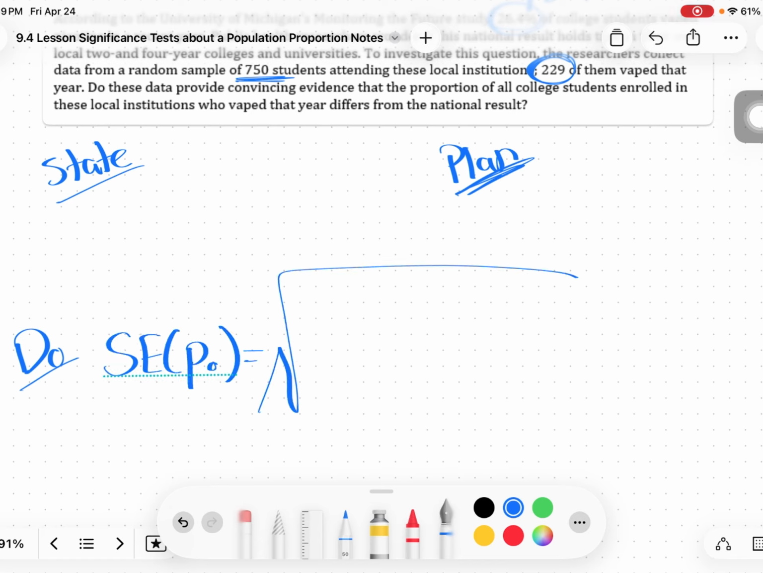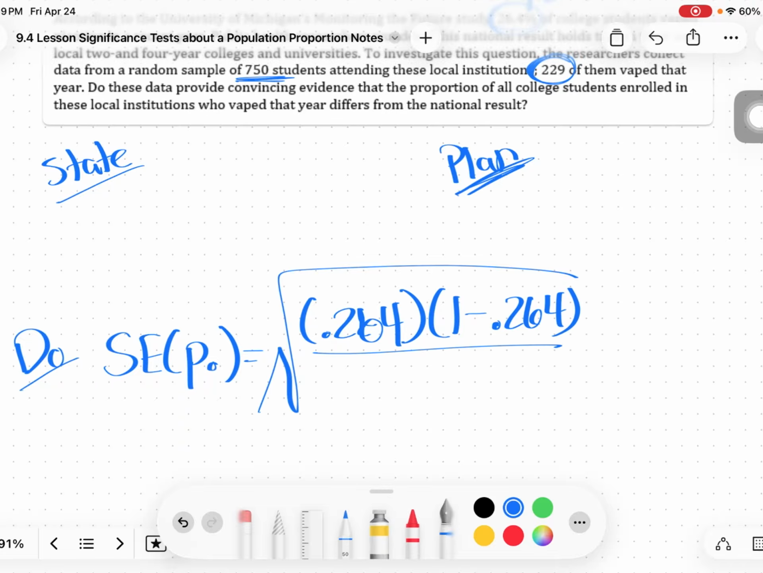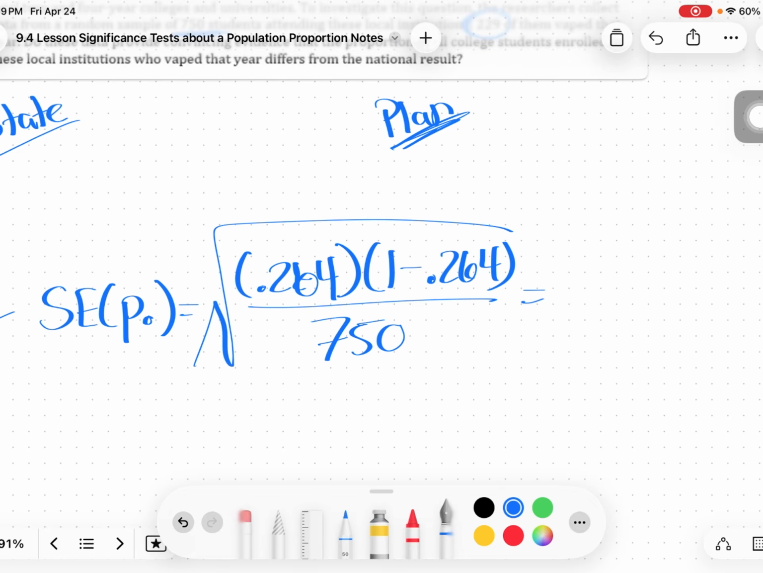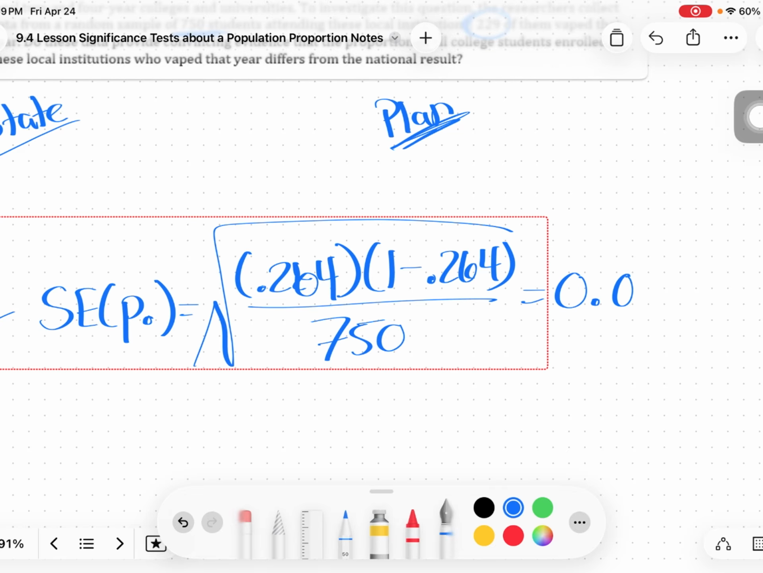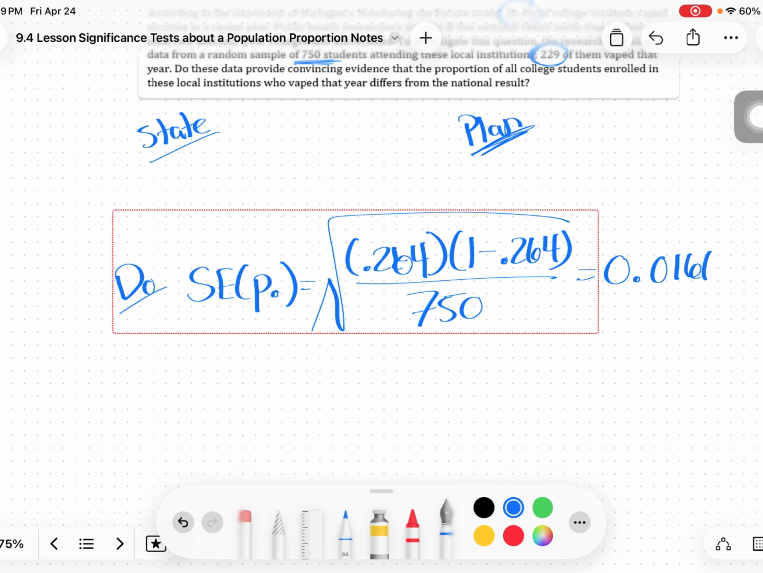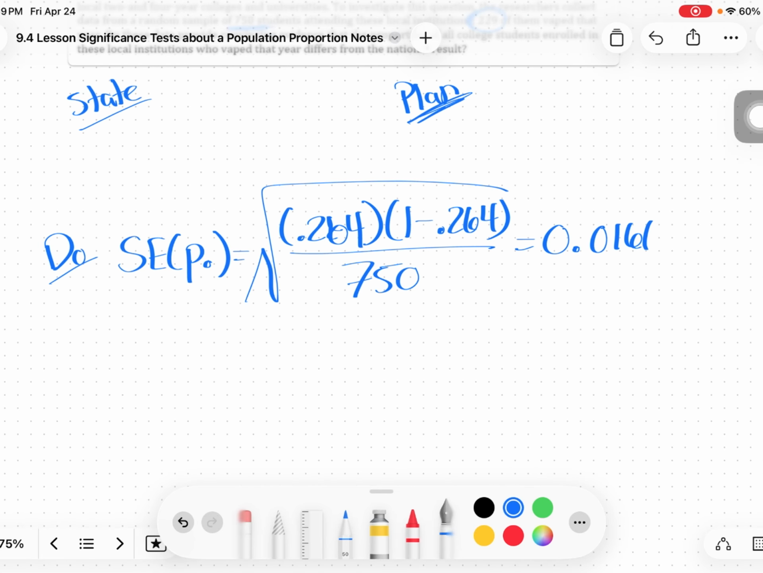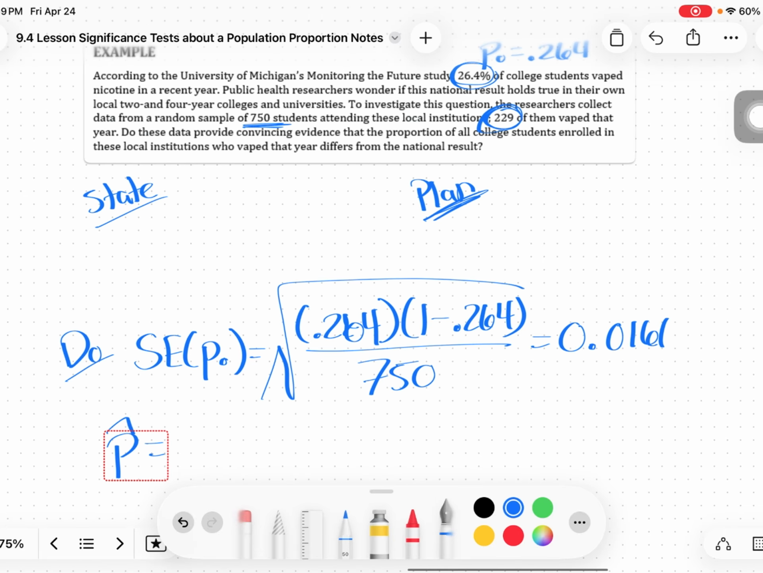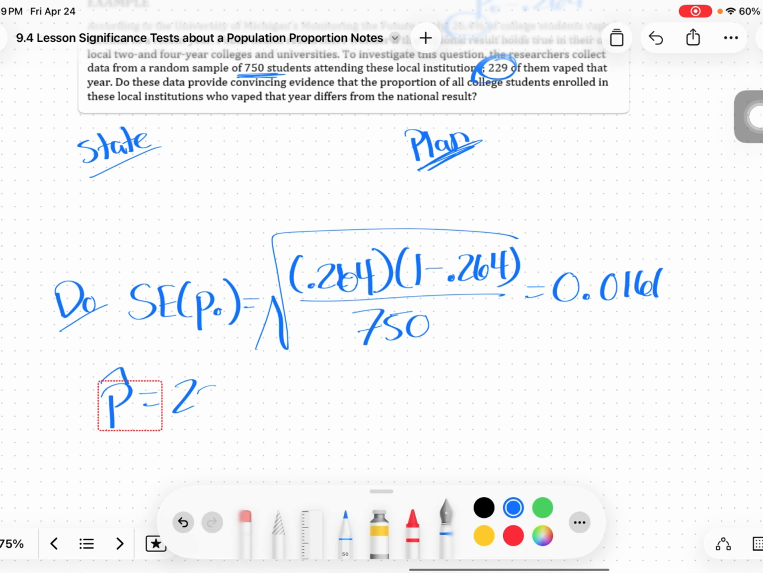And so we're going to take that 0.264 and multiply it by 1 minus 0.264 and divide by 750. And so we get a standard error of something like this. We need to know what our p hat is in order to find our z value. P hat is going to be that 229 vapers divided by the 750 in the sample.